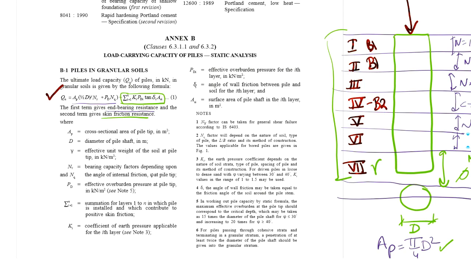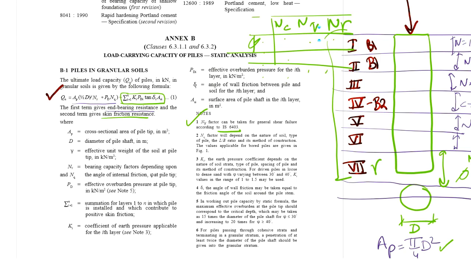N gamma is the bearing capacity factor. You will have to obtain this bearing capacity factor from IS 6403. See here it is written: N gamma factor can be taken for general shear failure according to IS 6403. If you open IS 6403, there is a chart given where you will see phi values versus N gamma values, or rather a table giving Nc, Nq, N gamma for different phi values. These phi values are increasing and these values are also increasing. These values are for general shear failure.